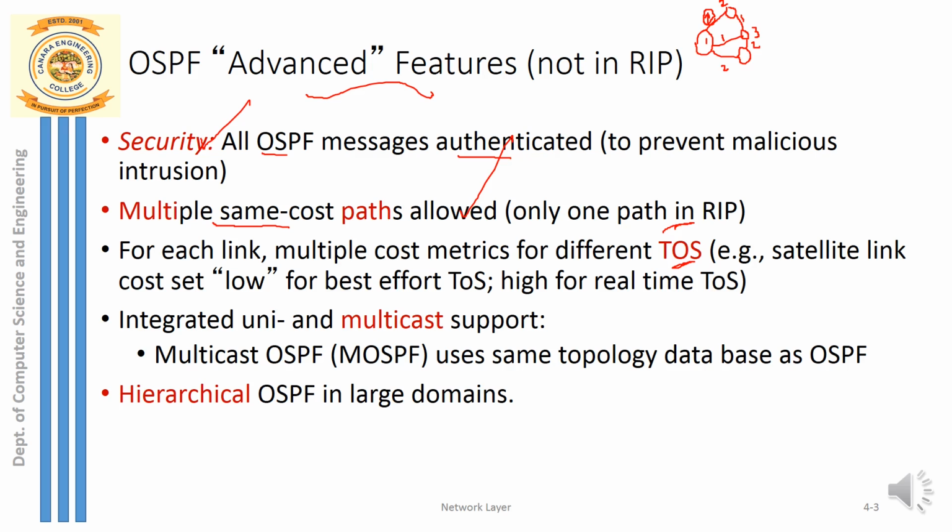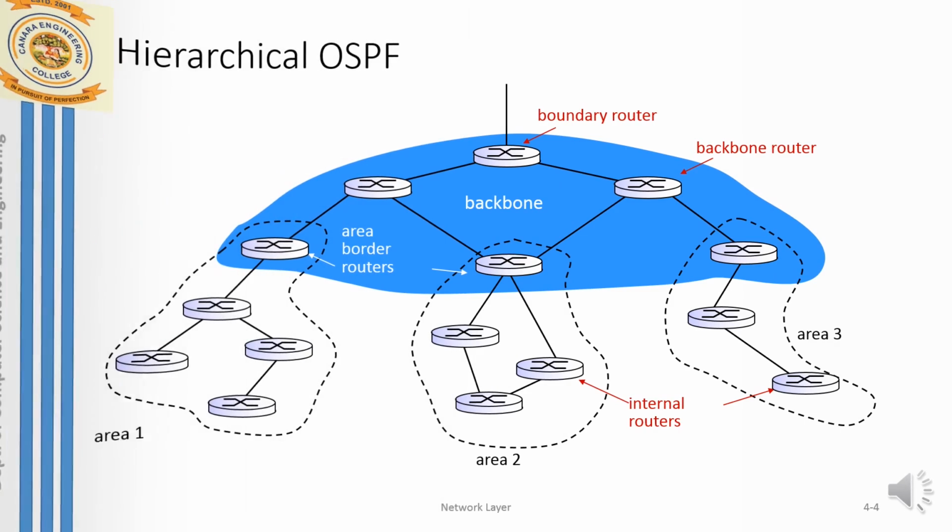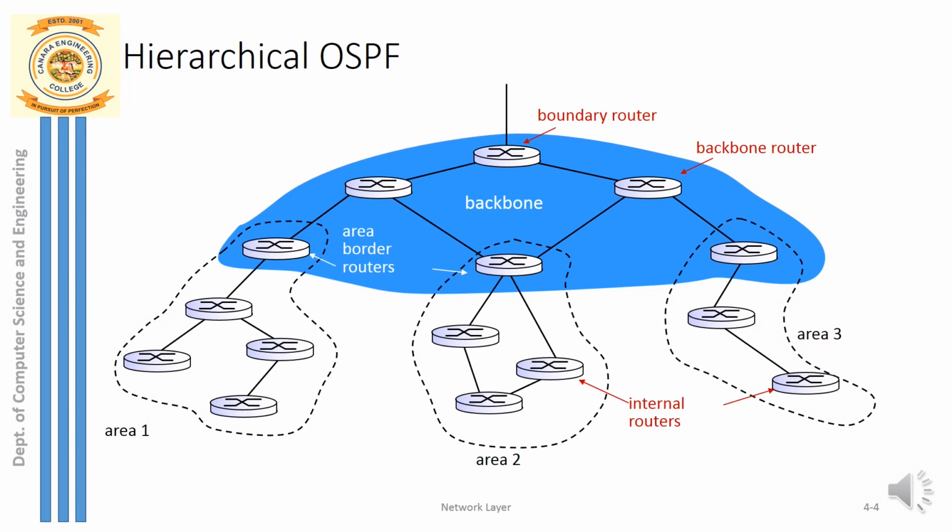So that is why for different types of service, depending upon the link burden or link capacity, you can choose multiple same cost paths. Here we also have one more feature explained, that is hierarchical OSPF. In hierarchical OSPF, we can just see here, I have two levels. So level 1 and this is level 2.